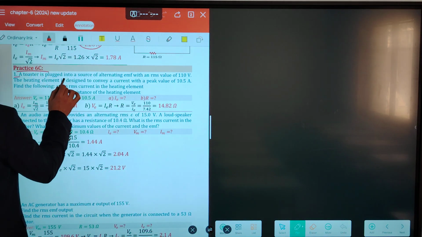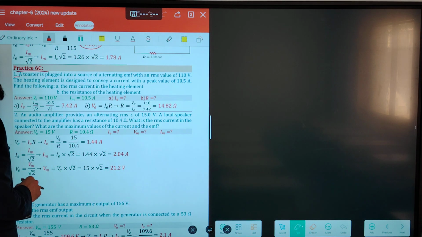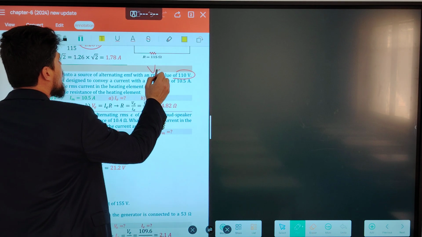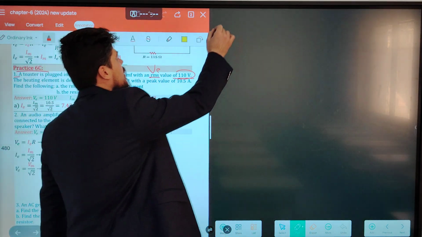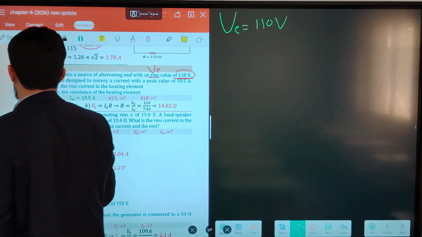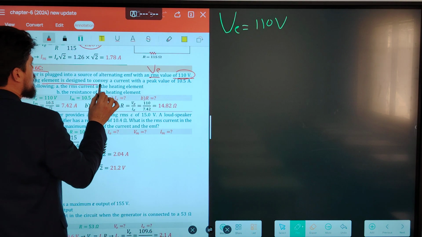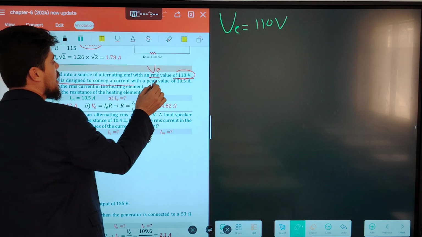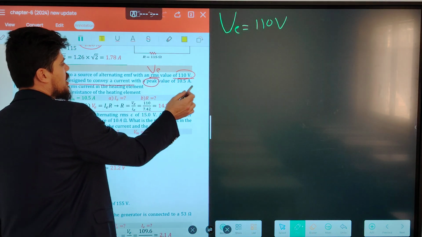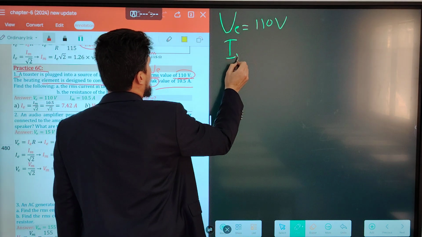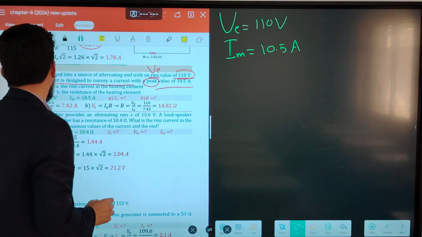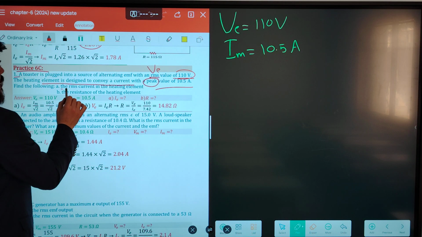A toaster is plugged into a source of alternating EMF, potential difference, with an RMS value. What do you mean by RMS value of voltage? VE, the effective value, is 110 volt. The heating element is designed to carry a current with a peak value. What do you mean by peak value? Maximum value. Peak value of current, IM, is 10.5 ampere.